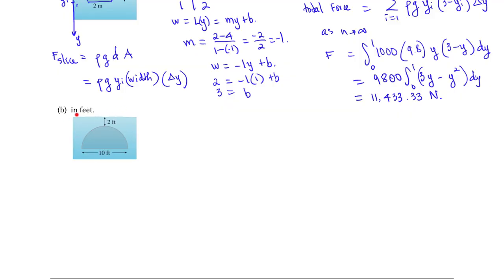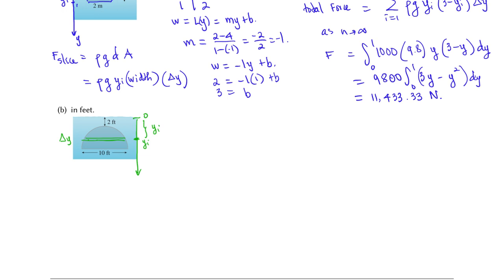Another example. This time, it is in the U.S. customary system because feet are given. The thin plate is fully submerged in water, so we position the coordinate axis so that 0 is at the water level still. We slice the thin plate horizontally. The depth of the slice is yi, as before. The thickness is delta y.